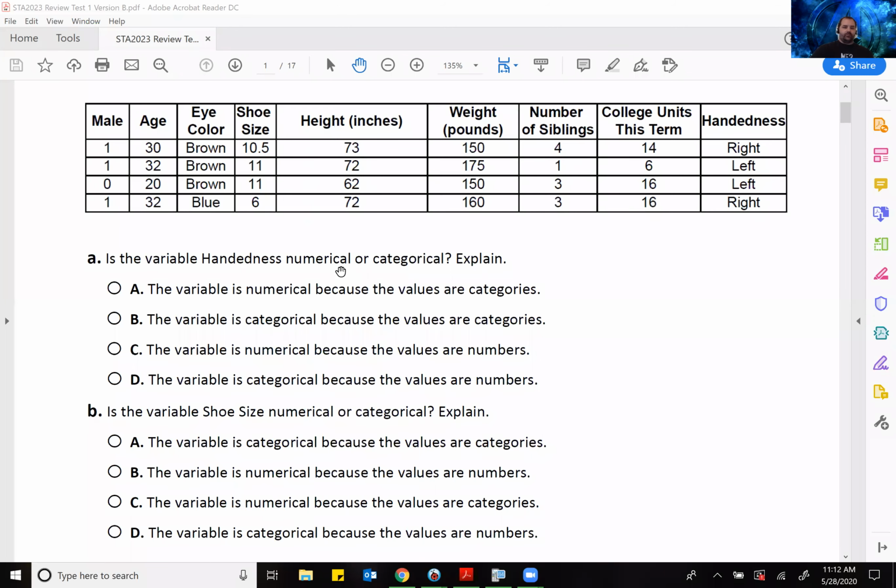Numerical is exactly that: it's numbers. But just know, just because a column might have numbers in it, it could still be categorical, as in the male column right here. This is categorical, even though there are numbers, because what they have done is they basically, oh gosh, the word is slipping my mind.